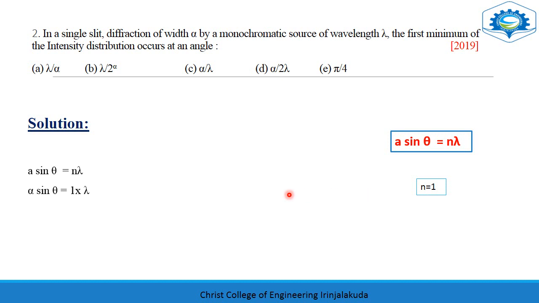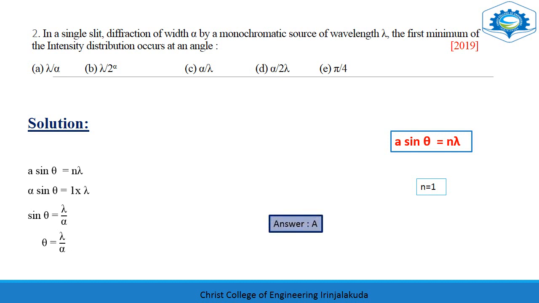In the question, it's given first minimum. For first minimum, small letter n is equal to 1. Slit width a is alpha. So we can substitute these results in the general equation. Alpha sin theta is equal to 1 into lambda. Therefore, sin theta is equal to lambda by alpha. Theta is approximately equal to lambda by alpha.